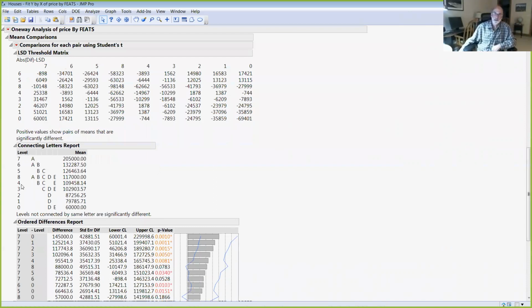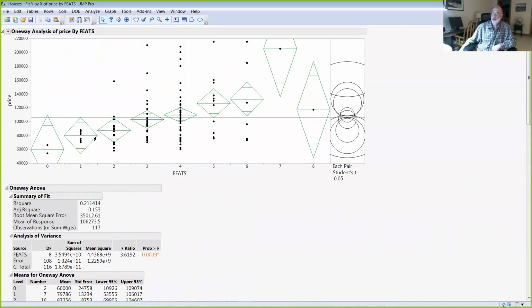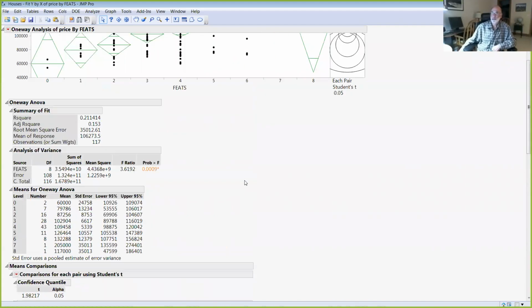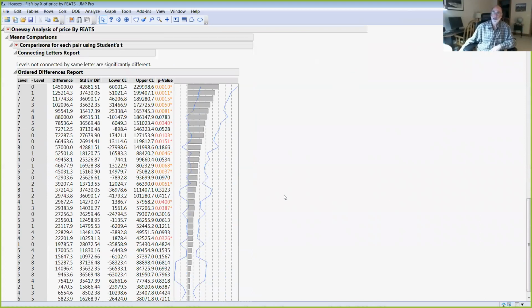Any levels, levels being number of features, not connected by the same letter are significantly different. So when you look at group 7 and group 1, they're significantly different because they don't share a letter. Group 7 and group 6 do share a letter. They're not significantly different. Let's look back at the picture. 7 and 1, the diamonds don't overlap. 7 and 6, they do overlap. So connecting letters works.